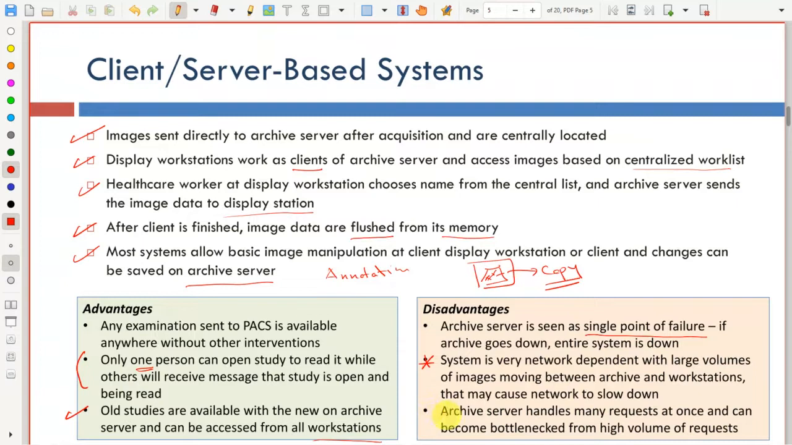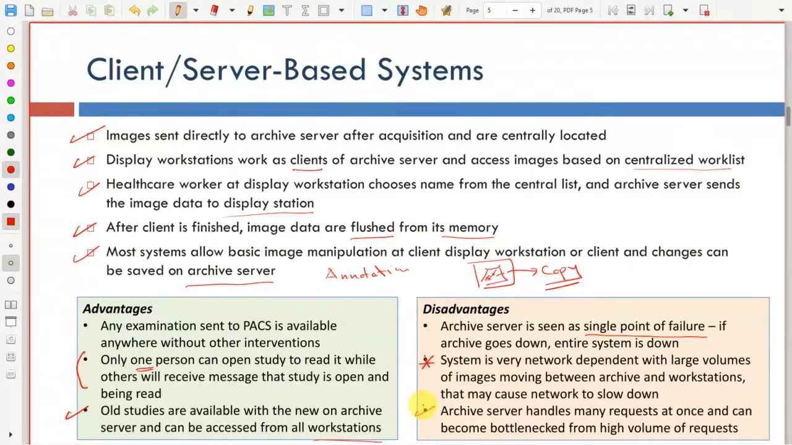The last disadvantage is that the archive server handles many requests at once and can become bottlenecked from a high volume of requests. The archive retrieves data from the different modalities, so it's requested to move the data from the modalities to the storage. At the same time, the same server is receiving requests from workstations to move data from the storage to the workstation. Sometimes you have many requests coming at the same time, so the server can become a bottleneck.